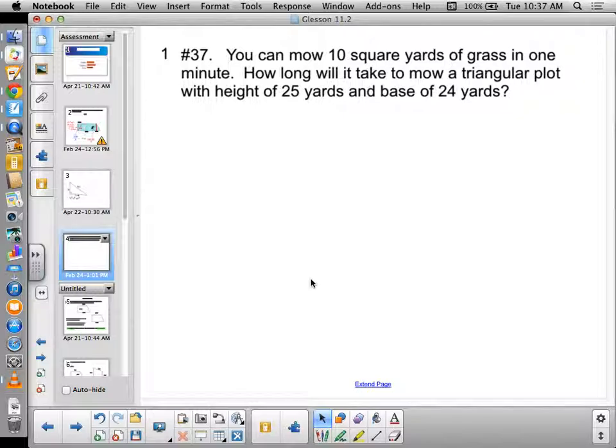So you can mow 10 square yards of grass in 1 minute. So how many square yards are going to be? Obviously, if it's a triangular plot, what's the formula for area of a triangle?